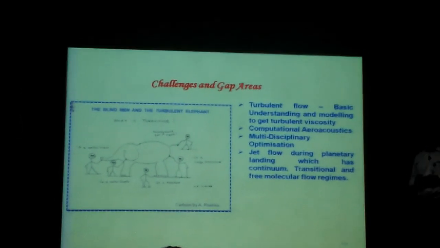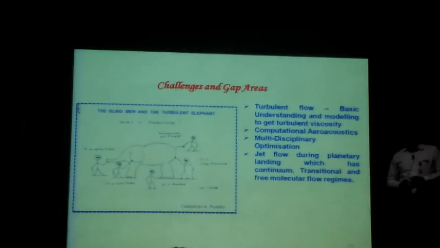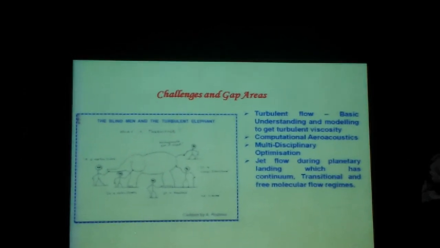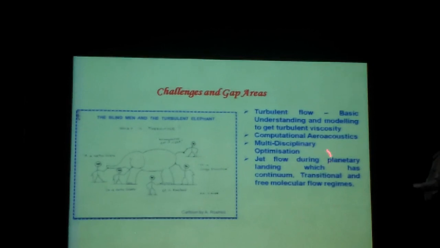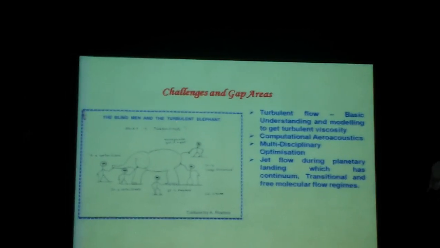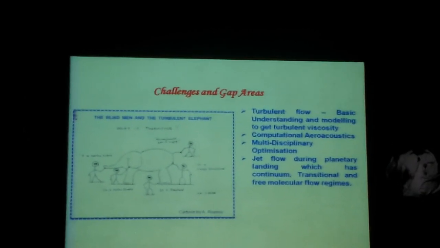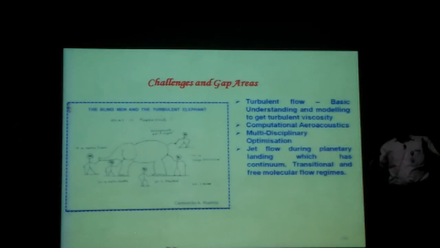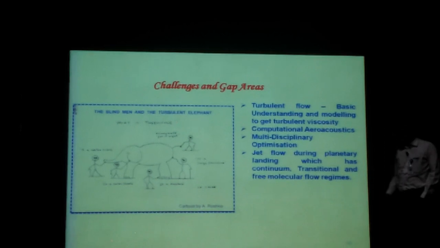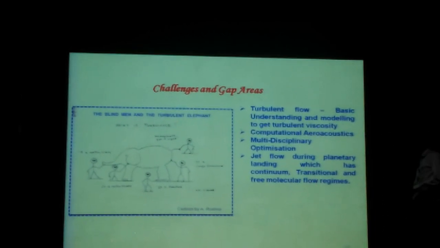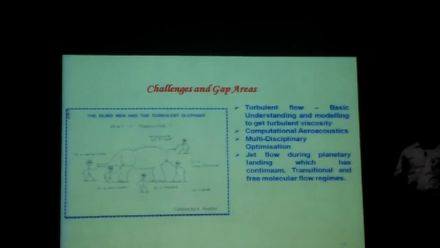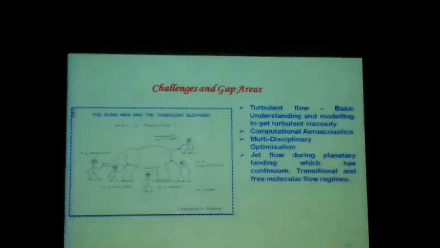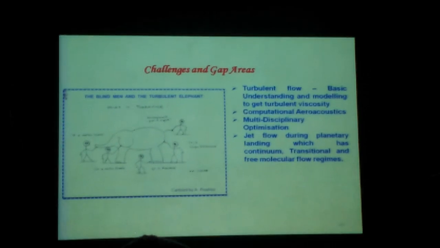Multidisciplinary optimization is also important, because if you want to bring in all things, I am sure yesterday Dr. Pankaj would have covered this. And some of these typical problems like jet flow, when a lander is landing on the moon, you have some regions of continuum flow, then transition flow and free molecular flow. So how do you have codes which take all these things into account? There are a lot of challenges, and it's a very, very interesting area.